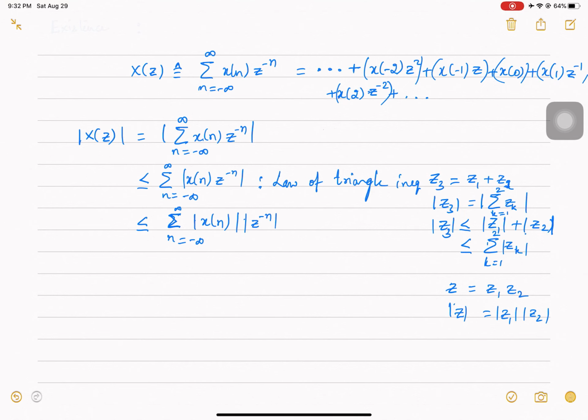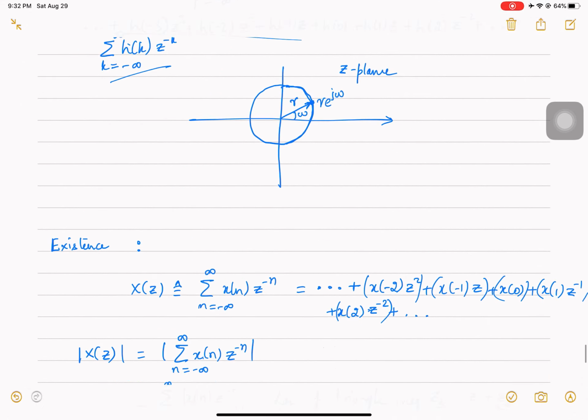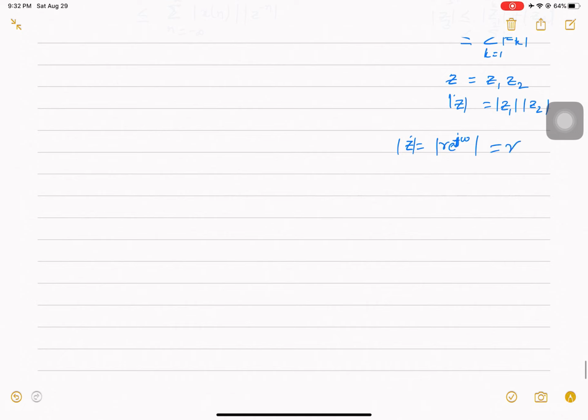Okay, so what is mod of z power minus n? What is z? z is nothing but r e power j omega. So mod of z is nothing but mod of this. What does mod give you? Mod gives you the length, the length of this radius r. So this is nothing but r.